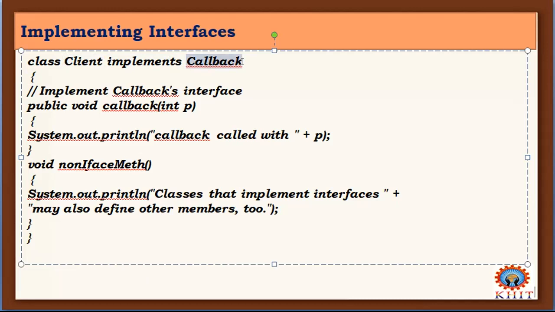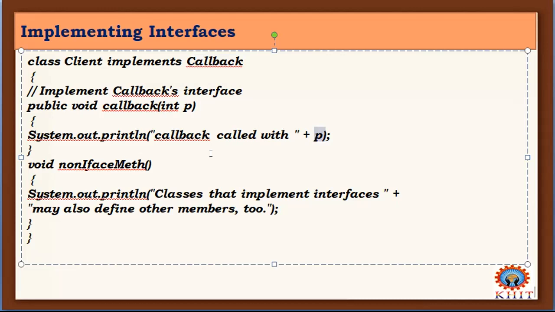Okay, now this callback interface is having a method called callback. దాంట్లో ఒక మెథడ్ ఉంది callback అని. ఆ callback అనే మెథడ్ ఇక్కడ రాసుకోవచ్చు మీరు. దాన్ని ఇక్కడ ఇంప్లిమెంట్ చేయాలి, దాని బాడీ ఇక్కడ రాయాలి మనం. So public void callback and then giving some parameter int p. Then System.out.println callback called with a plus p. Nothing but whatever the value you have passed here, that value will be printed here.